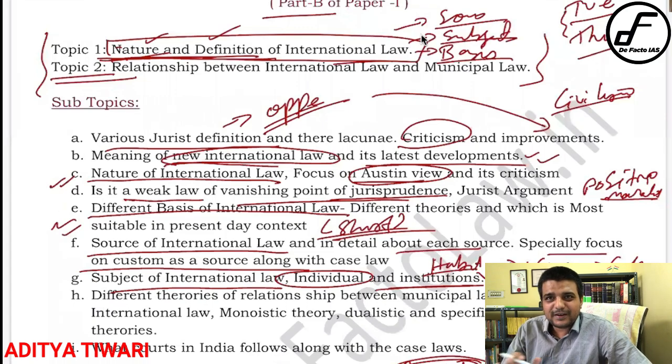Okay, so even if it's not provided, you have to focus on these 3 extra topics as well, because there have been questions. A clear question does come on custom. Is everything clear on this, everyone?